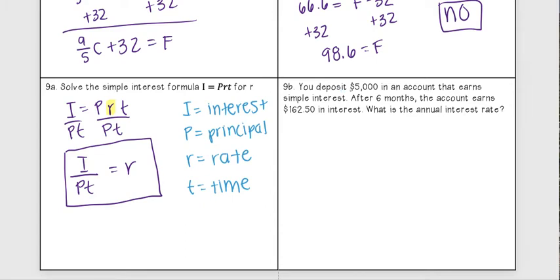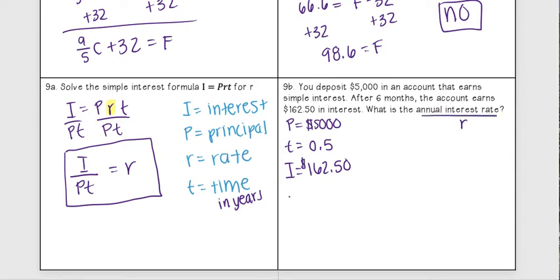So here it says I deposited $5,000 in an account that earns simple interest. So that 5,000 is my P. And it says after 6 months, so that's my time. However, my time here has to be in years. So 6 months, that is half a year. And it says my interest is 162.5. I want to find my annual interest rate, so I want to find what R is equal to.